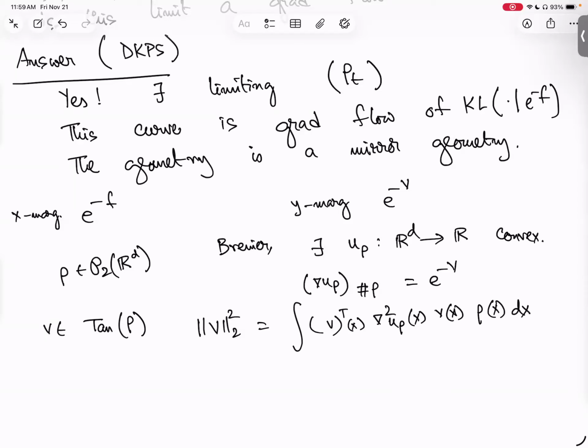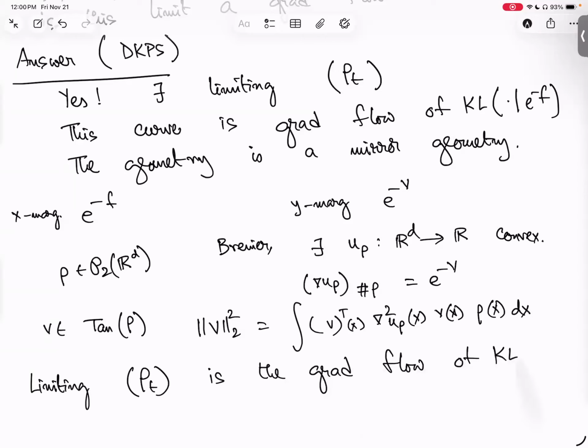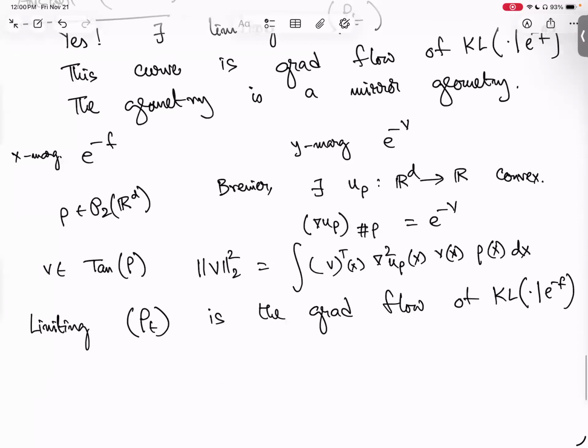And so the answer is that this limiting rho t is the gradient flow of Kullback-Leibler, of KL with respect to e to the power minus f, in this new geometry.